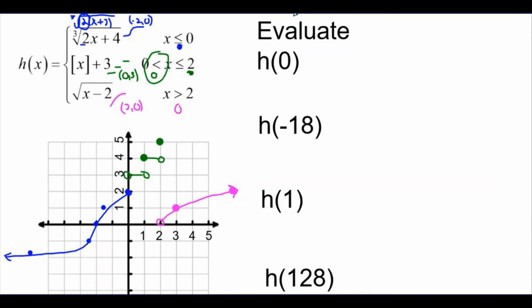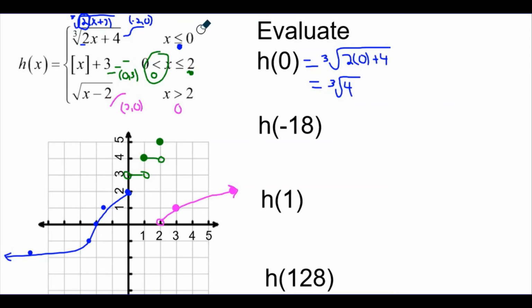So now let's go to the evaluation portion. To evaluate h of 0, I need to figure out where it's valid here. And it is valid here. This is where it is true. So I'll put it into this, because 0 is less than or equal to 0. And so now I'm taking the cube root of 2 times 0 plus 4. Anything times 0 is 0, so I get the cube root of 4, which does not break down. Please don't get confused with the square root of 4. That is all that will happen with that one.